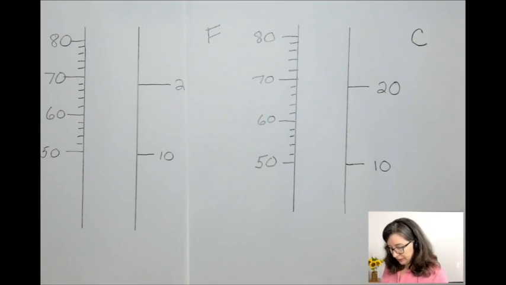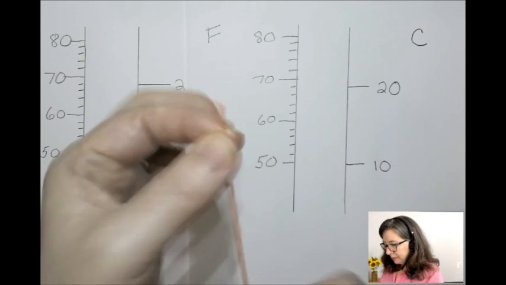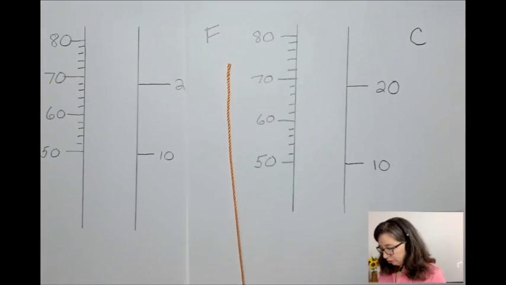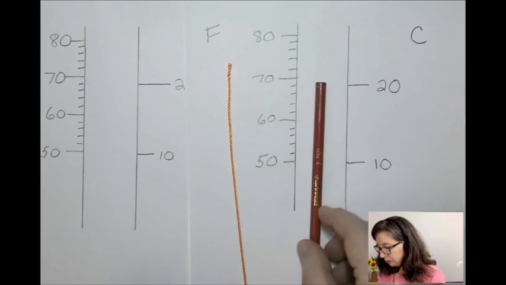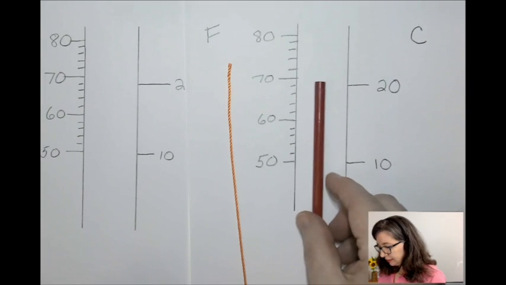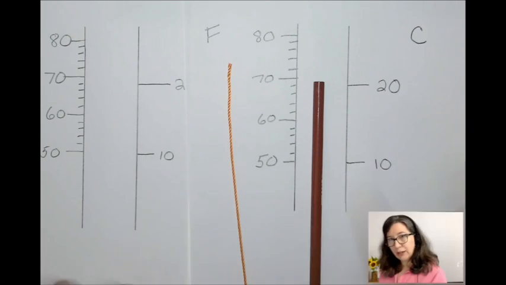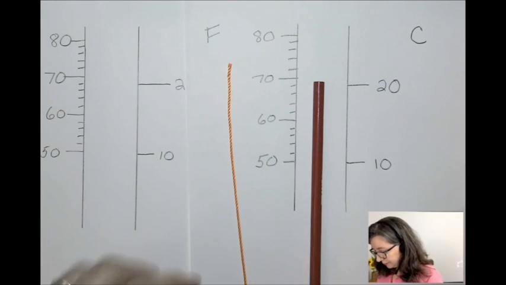Okay, now it's time to make a model of the red alcohol in the center. Now, there are a couple of ways you can do this. You can take a string, but your string needs to be able to lie pretty flat and straight. If your string is all curly and won't lie flat, you can use something that's straight, like a red pencil. We're not going to actually draw with it because I want you to be able to show different temperatures.